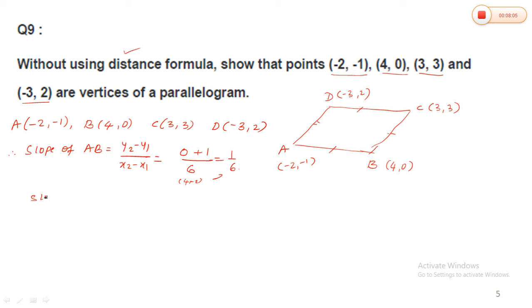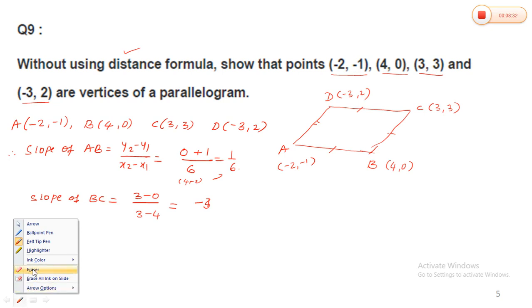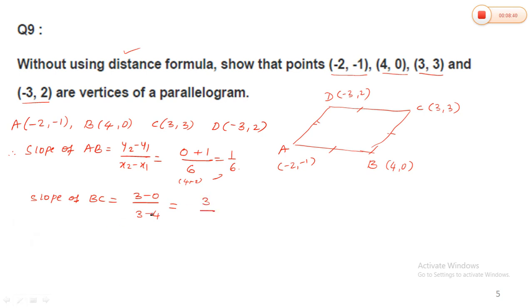Next, slope of BC. Again same concept, 3 minus 0 divided by 3 minus 4. Sorry, 3 minus 0 is 3, 3 minus 4 is minus 1, so I'll write here 3 divided by minus 1. This is equal to minus 3.